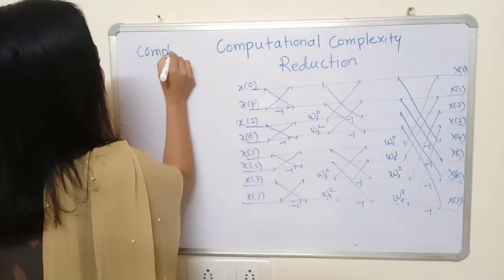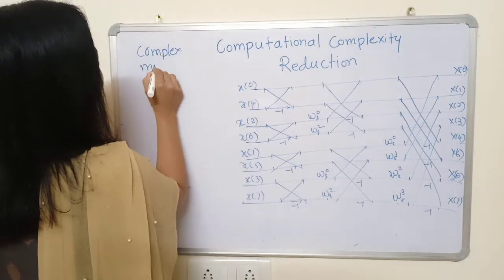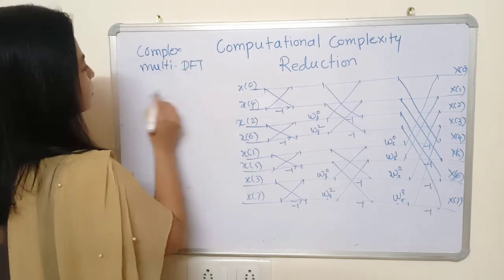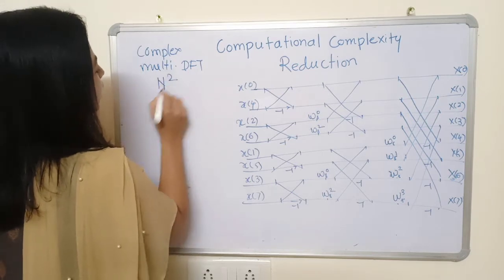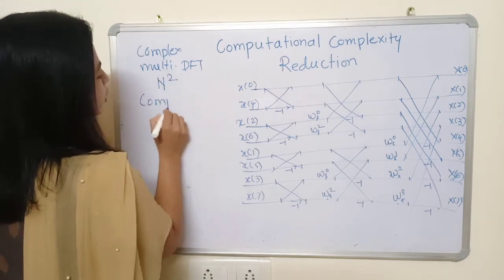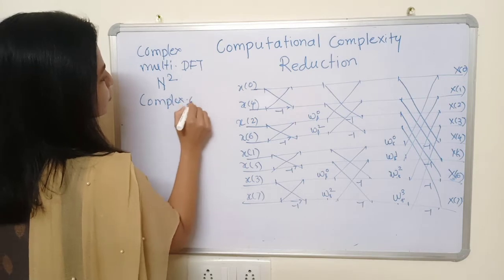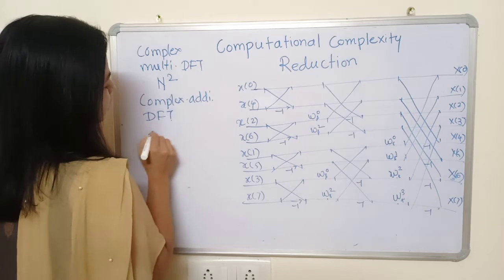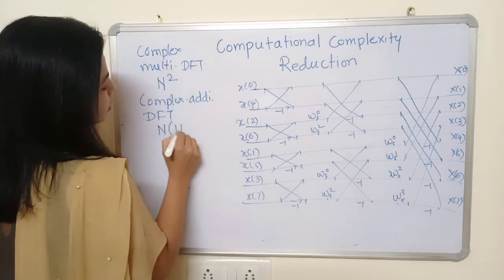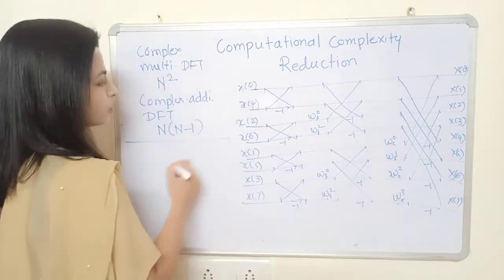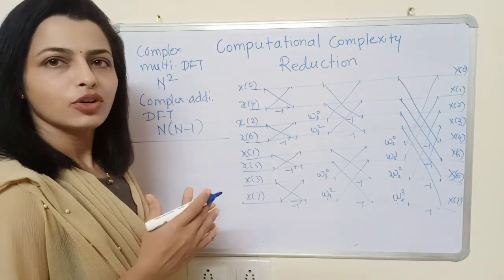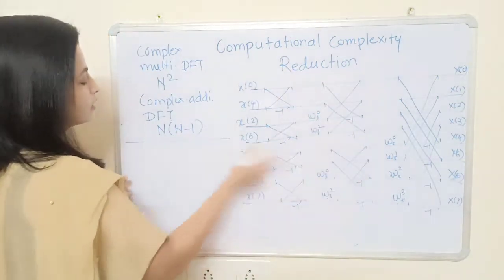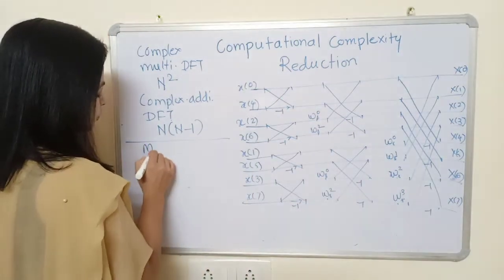Complex multiplications for DFT, that were n square, and complex additions for DFT were n into n minus 1. Now we'll see what are the computations required for this FFT.